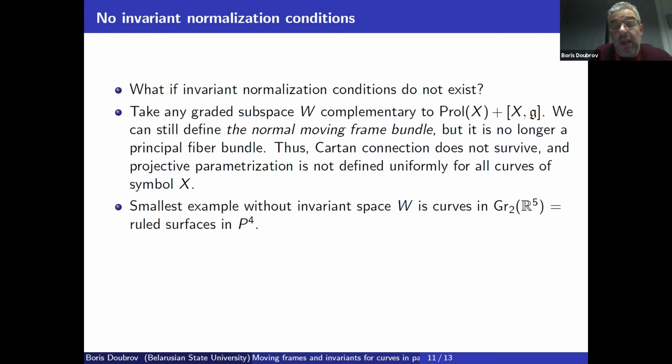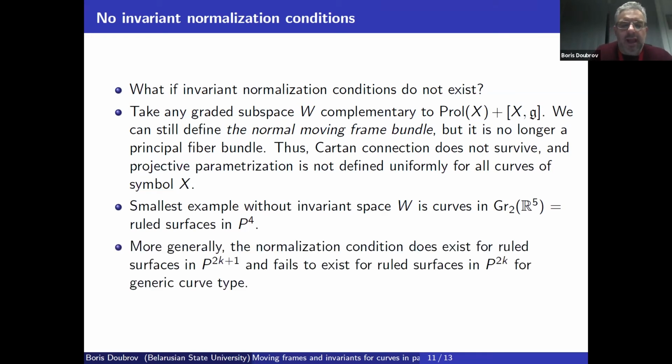Because we would still be able to have an absolute parallelism on this reduced normal moving frame bound. So yeah, and more generally, a very nice, interesting thing. What actually are these two-dimensional subspaces in R5? It's the same as ruled surfaces in P4 if you take projectivization, because each two-dimensional subspace becomes a line. A curve of lines will be a ruled surface.